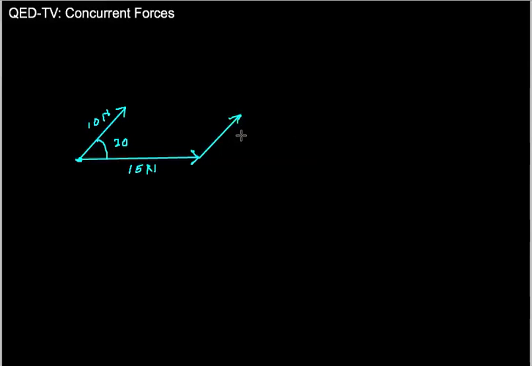And so this is the 10 Newton force. And if this was 20 degrees, then I could draw a little dotted line here. That would be 20 degrees also. So this angle in here would be 180 minus 20, which is 160 degrees. And I could draw my resultant here, like so.